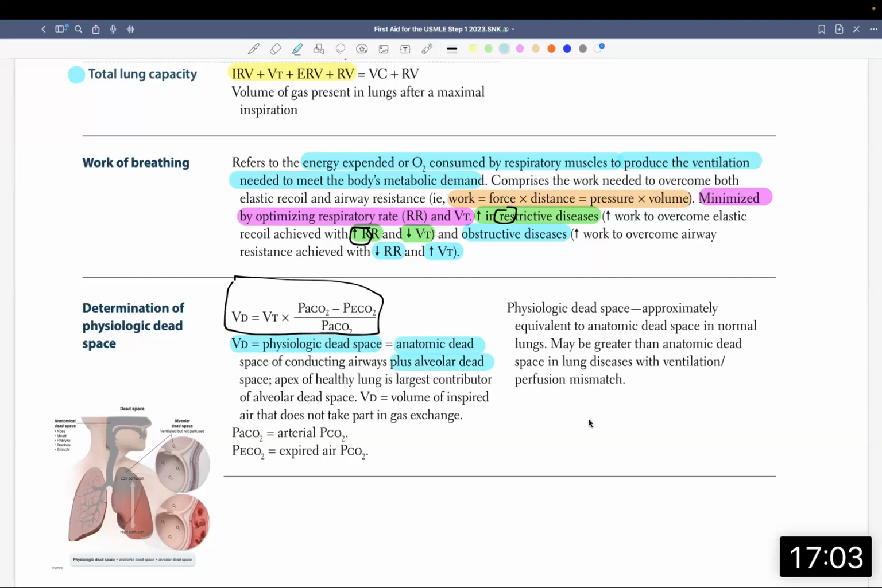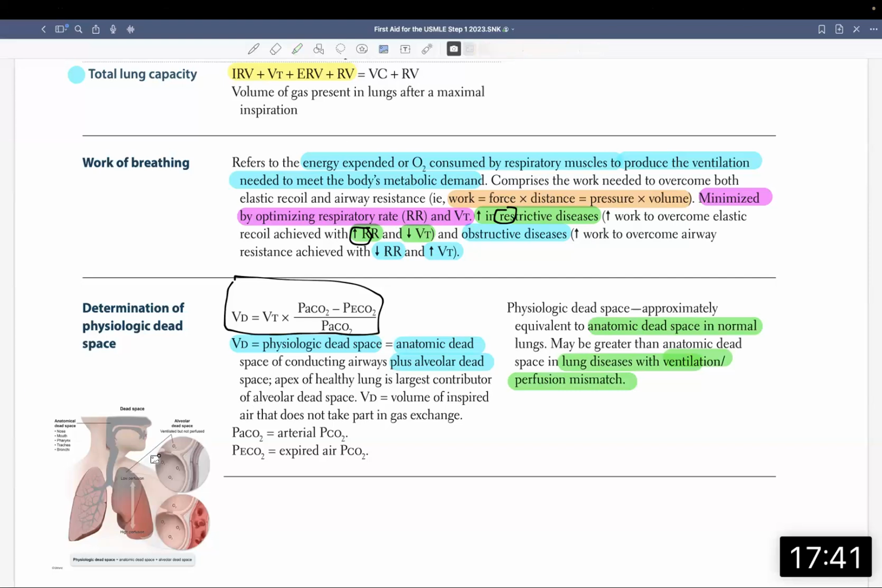PaCO2 is arterial PCO2, arterial carbon dioxide partial pressure. PeCO2 is the expired air PCO2. Physiologic dead space is approximately equal to anatomic dead space in normal lungs, where most of the alveoli are participating. It may be greater than anatomic dead space in lung diseases. So physiologic dead space is greater than anatomic dead space in lung diseases with ventilation perfusion mismatch.